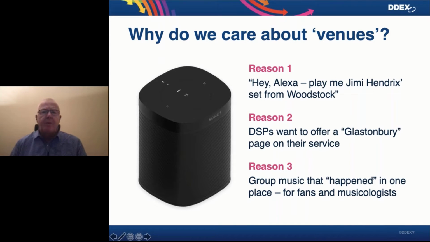And then also there are going to be use cases where fans or musicologists want to group music together that all happened in one place. So perhaps a whole series of concerts from the Hollywood Bowl might be something that people would want to do. So those are some of the use cases that we've got for actually identifying venues.